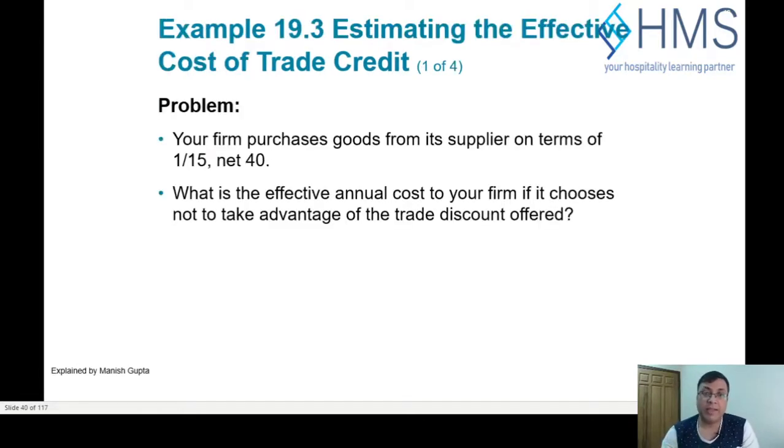So let us say your firm is purchasing goods from its supplier on terms of 1/10 net 40. What is the meaning of this?